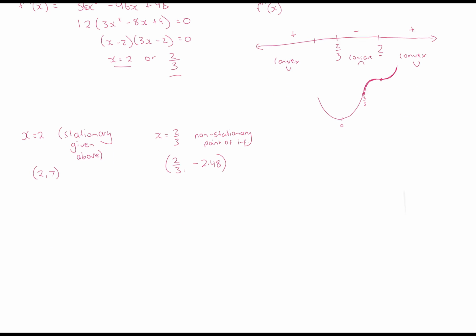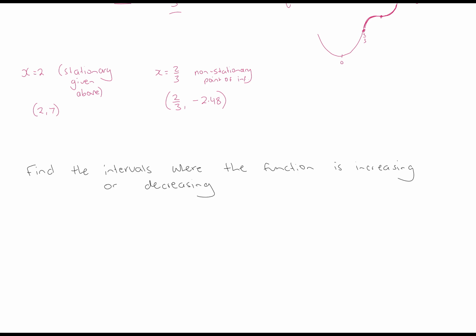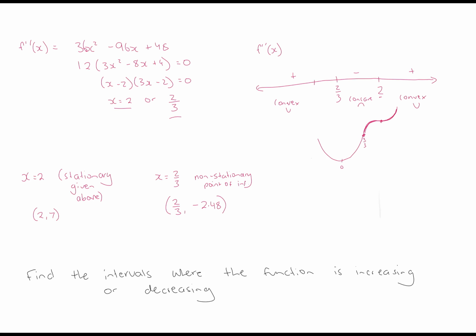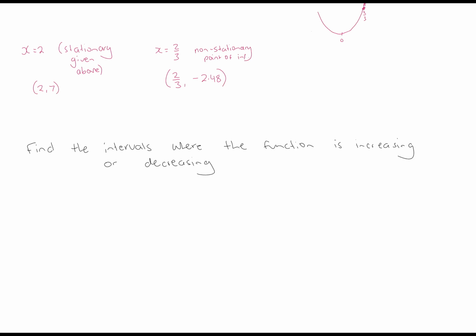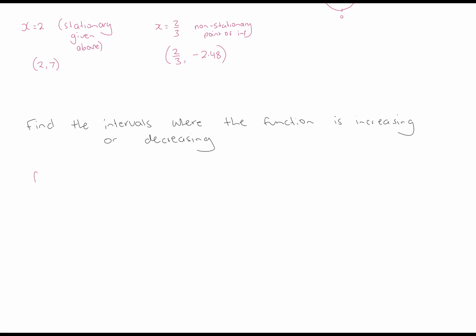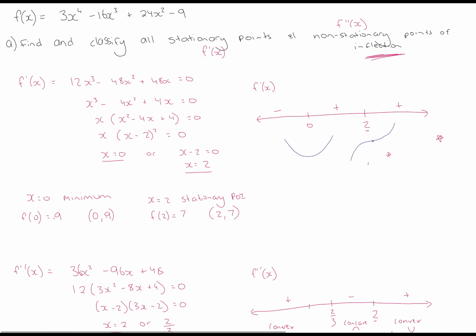Okay, so a couple of other things you might get asked to do. A common question is find the intervals where the function is increasing or decreasing. So this uses our first derivative, and we can see that f of x is increasing. Go back up here, we can see that it's increasing for both of these sections, so really anything above 0. However, it would be good to show that at 2 there is a slope of 0.